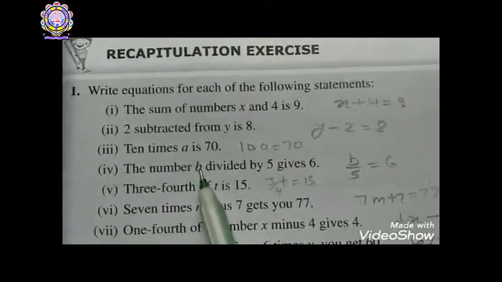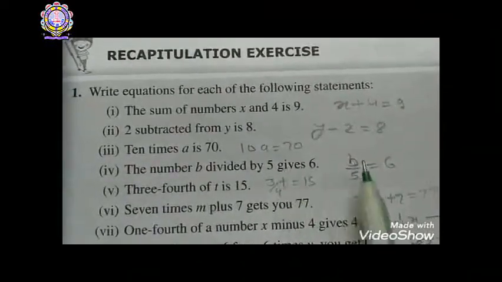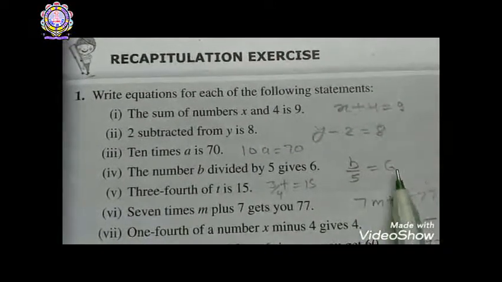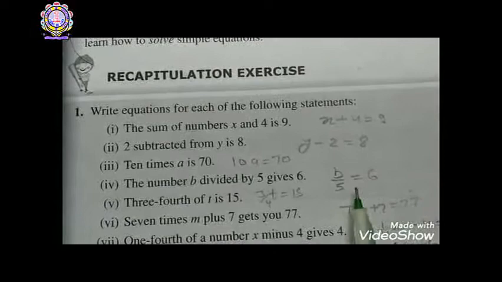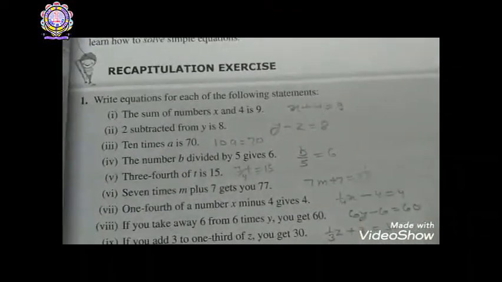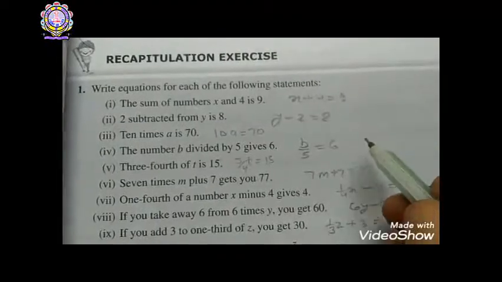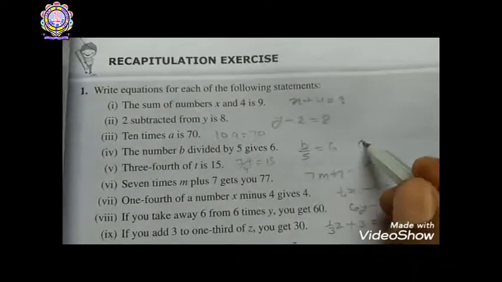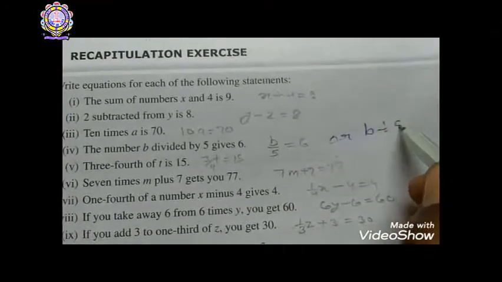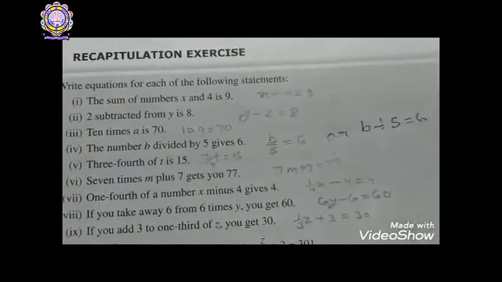The number b divided by 5. Okay, so b is divided by 5. So b upon 5 equal to 6. Or you can also write the symbol like this. Or b divided by 5 is equal to 6.